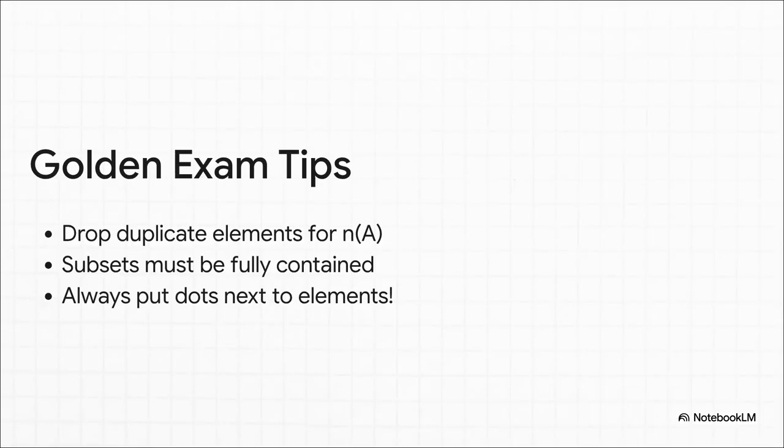All right, here are your 3 golden exam tips to help you dodge the most common traps. Number 1, always remember to drop those duplicate elements when listing or counting for the number of elements. Like we saw earlier, Wawasan only has 4 unique letters. Number 2, subsets mean fully contained. If even one single element isn't in the parent set, it is not a subset. And number 3, always put a dot next to your elements inside the Venn diagram circles. If you just write the number 5 without a dot, the examiner might think it means there are 5 items in there, not the actual number 5 itself.